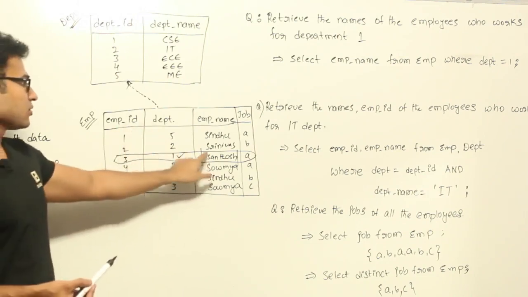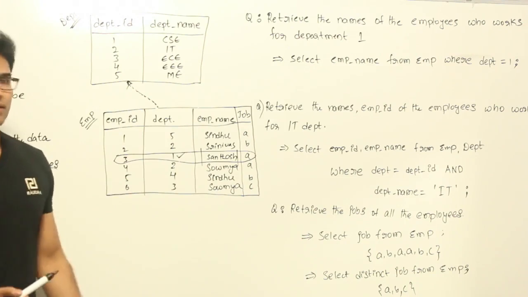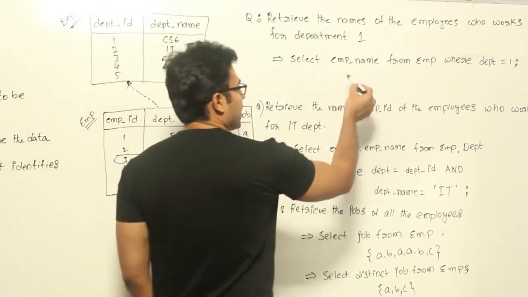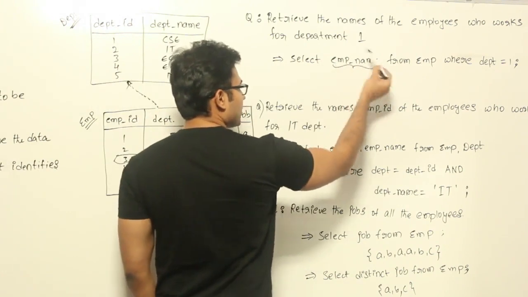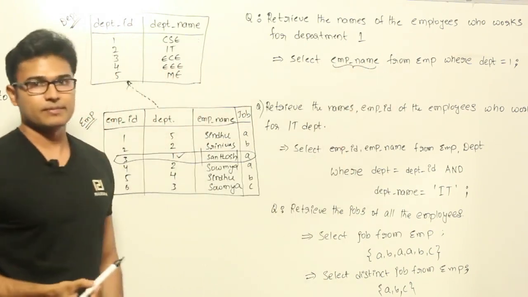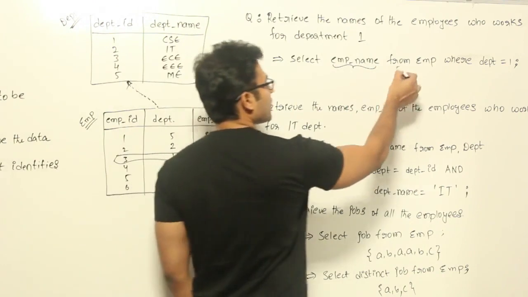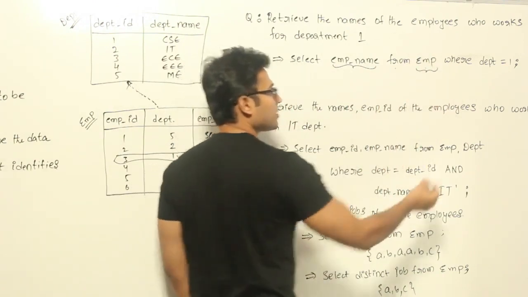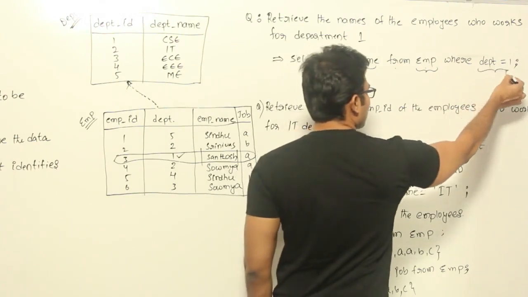In the select clause you are going to write employee name. Got it? So how to put it in the query is, see this: select employee name, which means we are finally going to project EMP name, right? From where? From the employee table, right? From the employee table where department number equal to 1.